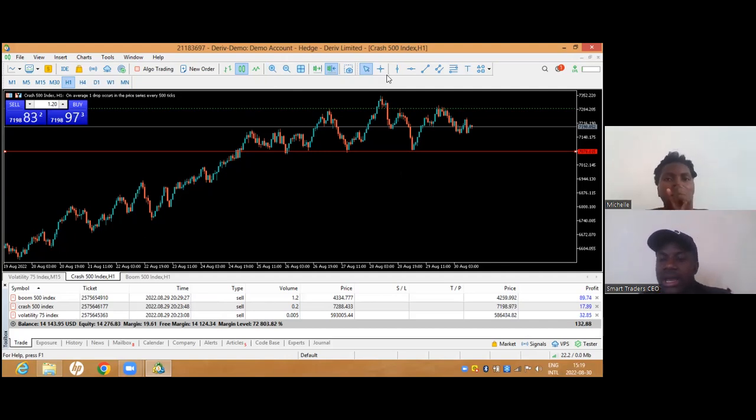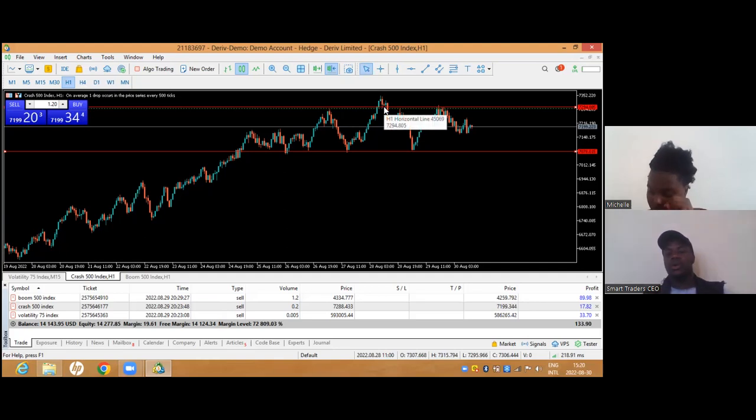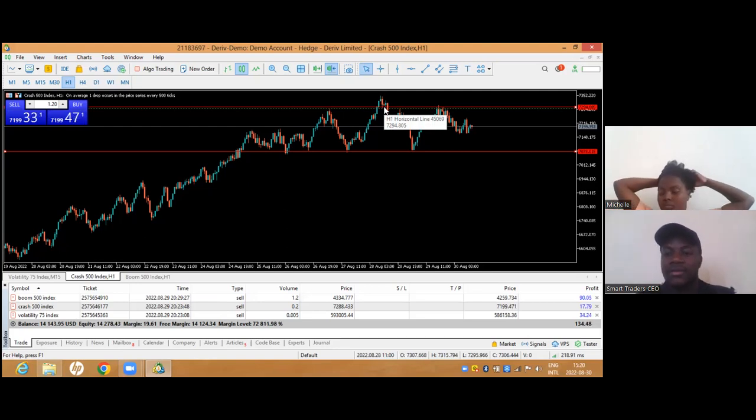Take your horizontal line again and draw a resistance. Drag it down. There, just above there. Right there. So that is your resistance, because if you check to the right, candles there failed to close above that level. Right?